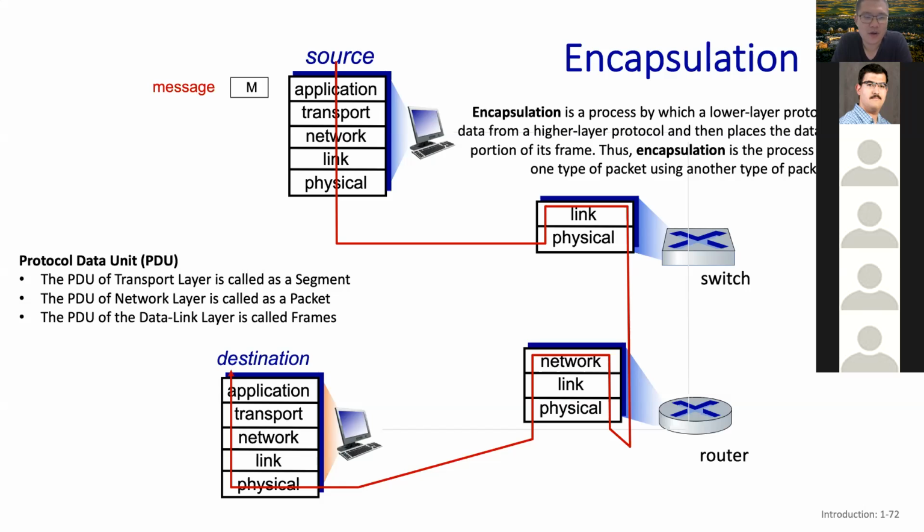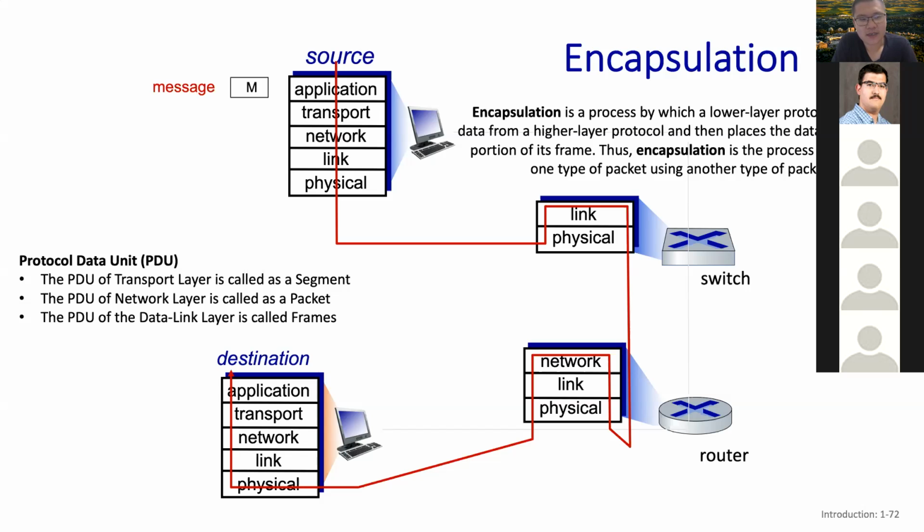For example, for the application layer, we usually call the data unit a message, right? And then going to the transport layer, we have another name for the data unit. For the transport layer, it's a segment, right? And then it's a packet, then it's frames. So let's first look at this animation.